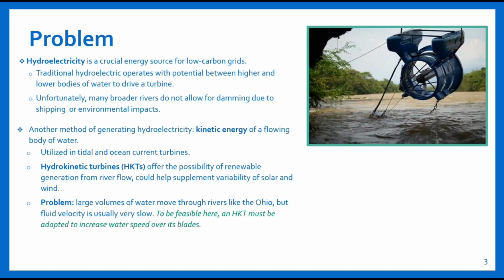supplement the variability of solar and wind. The problem is that large volumes of water move through rivers like the Ohio, but the fluid velocity is usually very slow.